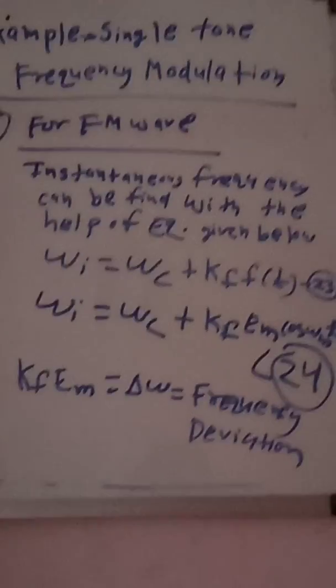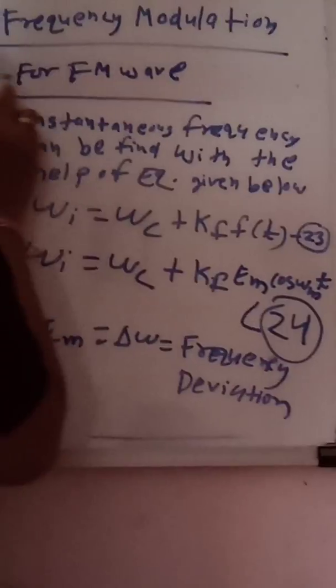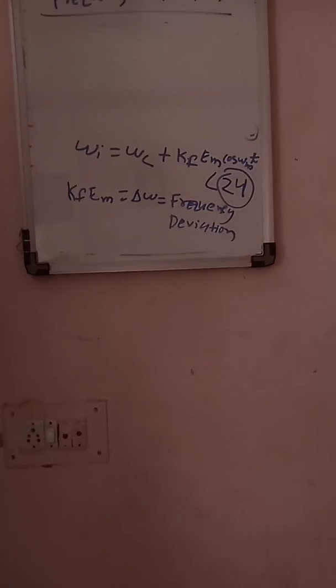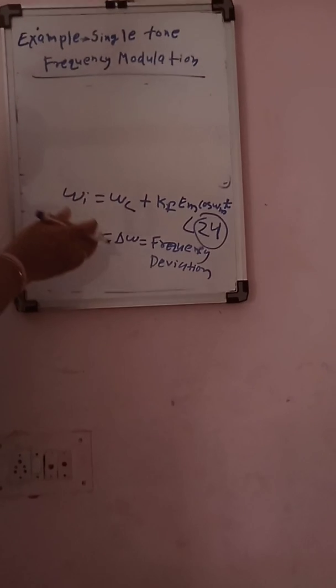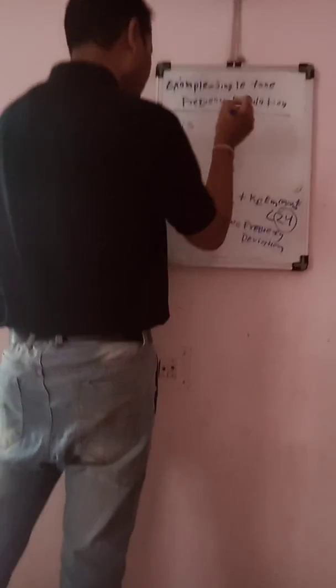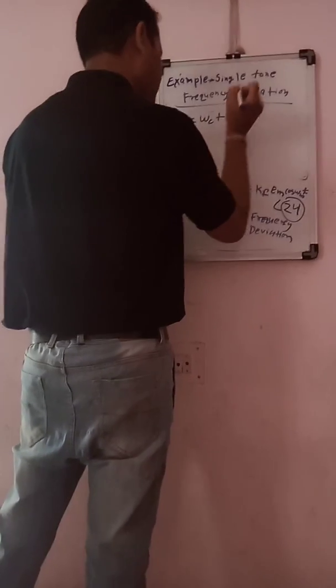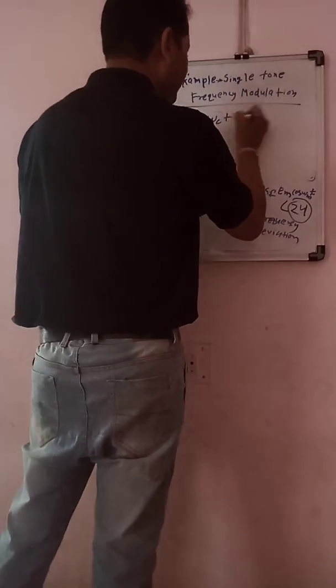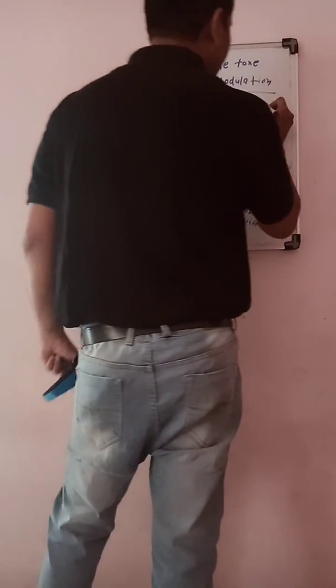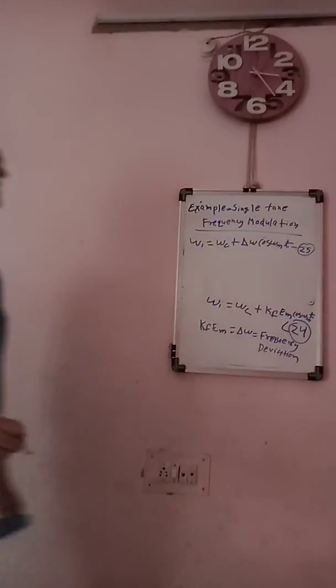So now I can erase the part which is there. I am erasing it. Now I have to place delta omega in this expression. In place of kf em, I have to put the value delta omega, because delta omega equal to kf em, which is the frequency deviation. So now your equation will become omega equal to omega c plus, in place of kf em, delta omega cos omega mt. Let's name this expression as equation number 25.